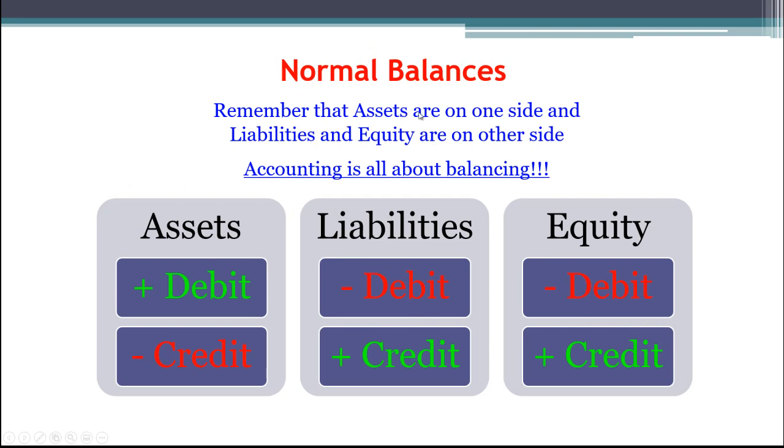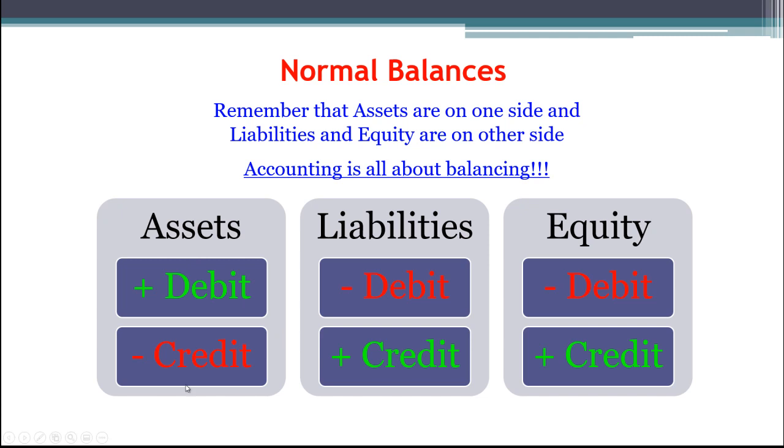So assets are on one side of the equation, liabilities and equity are on the other. Accounting is all about balancing, so it makes sense that assets on one side have one set of normal balance rules, and liabilities and equities on the other side have a different set of normal balance rules. So that's what we're seeing here. So the assets are increased by debits. The liabilities and equities are increased by credits. Now, whatever an account is increased by, it's obviously decreased by the opposite.